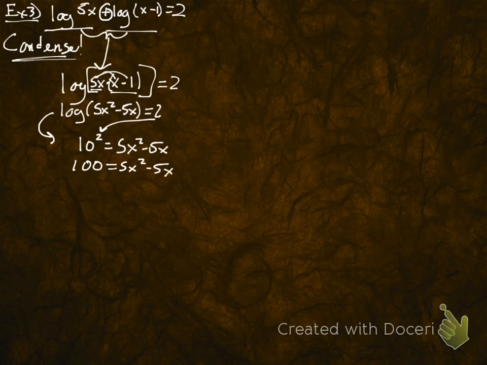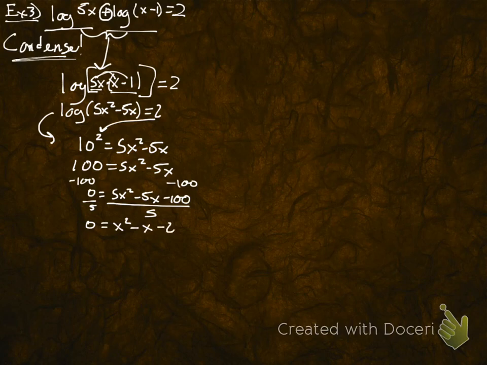Now hopefully, if you're lucky, this is one we can factor. I'm going to subtract the 100 from both sides just to set it equal to 0. Usually when we factor, we always want to use the 0 product property, right? So it's got to be set equal to 0. Now, to make factoring easier, you always factor out the greatest common factor. In this case, I'm just going to divide everything in the equation by 5. So I'll get 0 equals x squared minus x minus 20.